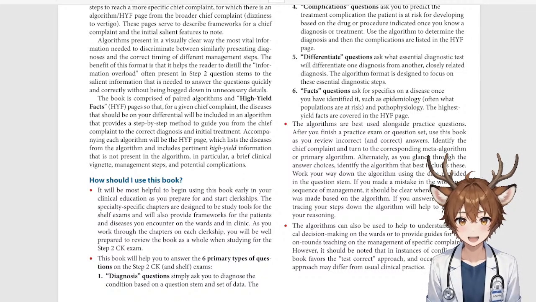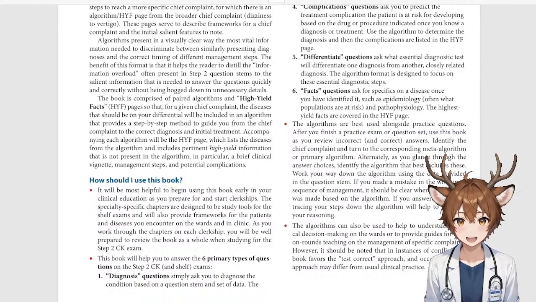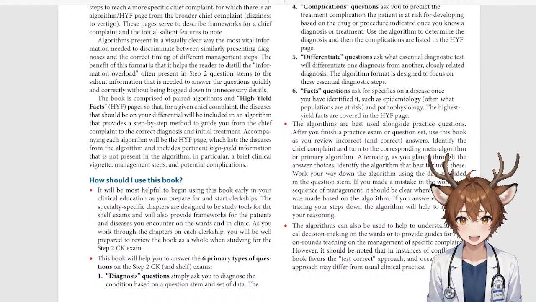The algorithms are best used alongside practice questions. After you finish a practice exam or question set, use this book as you review incorrect and correct answers.